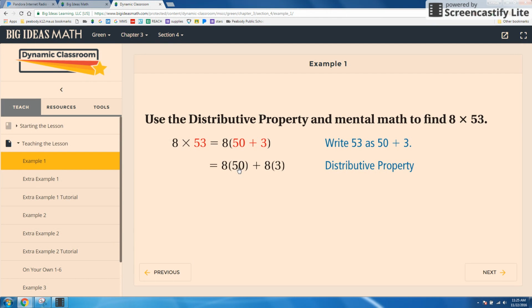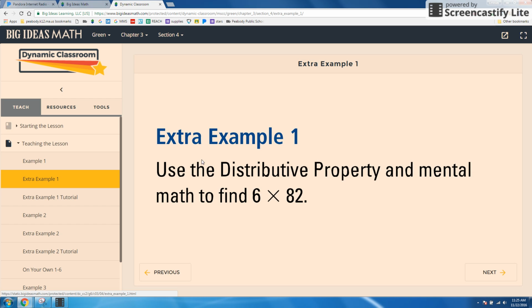On your textbook, they're writing it with parentheses, but it still means the same thing. This is 8 times 50 and 8 times 3. Do out your multiplication. You get 400 plus 24, and you can add those together because they're constants. So your answer is 424. Try one more to make sure you get it.